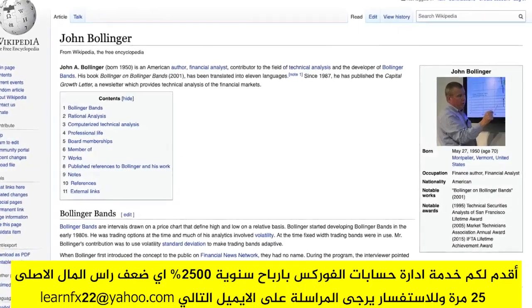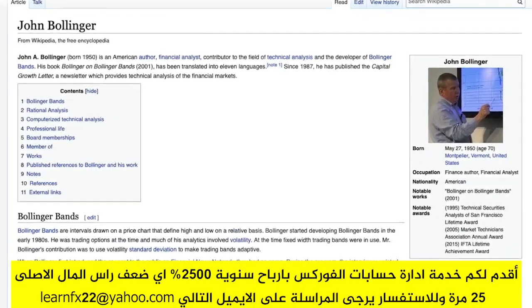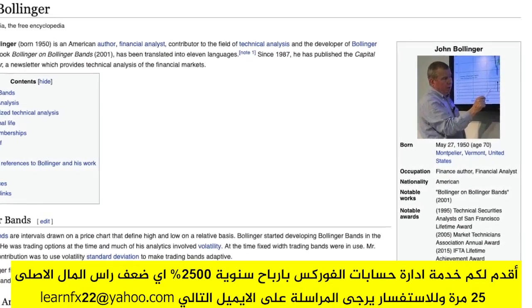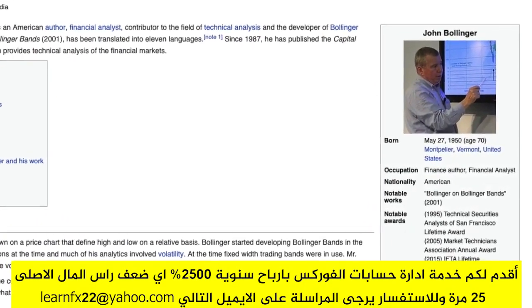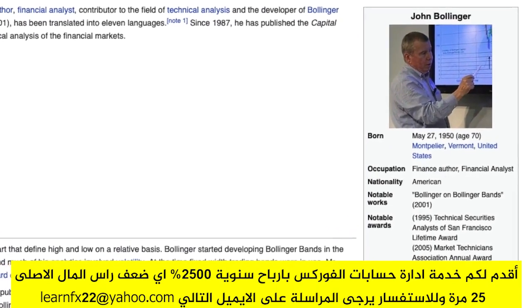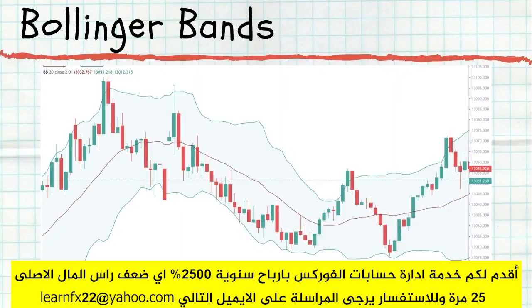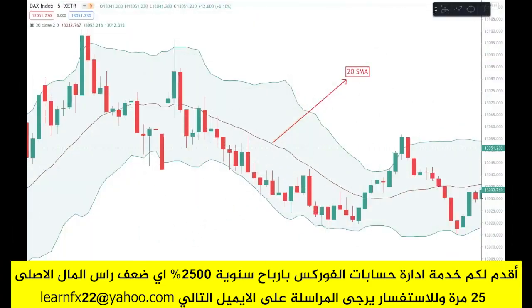Bollinger Bands were created by a trader/investor, John Bollinger, in the 1980s, and since that day they have been one of the most used indicators. Now let's take a quick look at the Bollinger Bands. Bollinger Bands have three components. The first one is the red line in the middle, and it is the 20-period simple moving average.